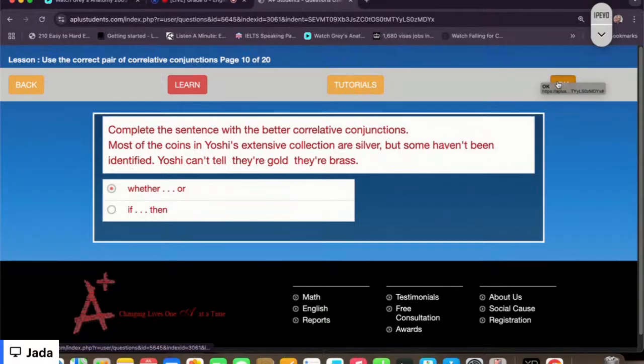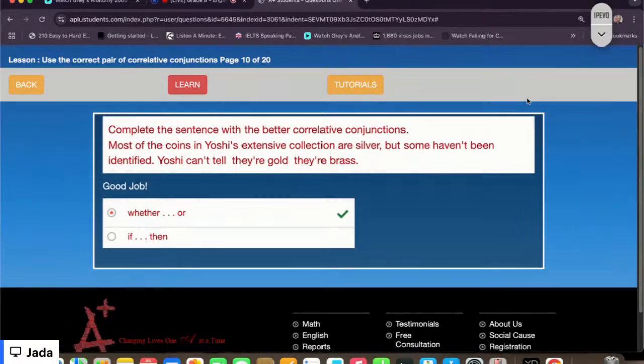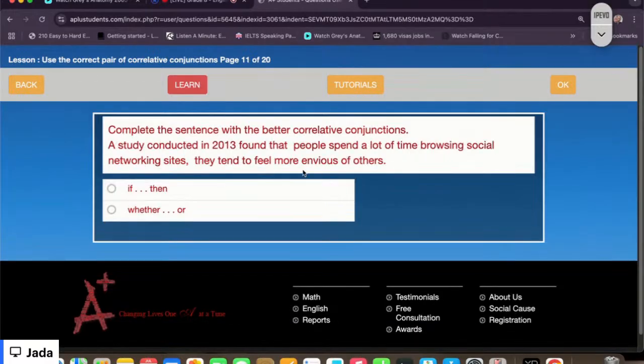So whether or, okay. A study conducted in 2013 found that if people spend a lot of time browsing social networking sites, they tend to feel more envious of others. If then or whether or.